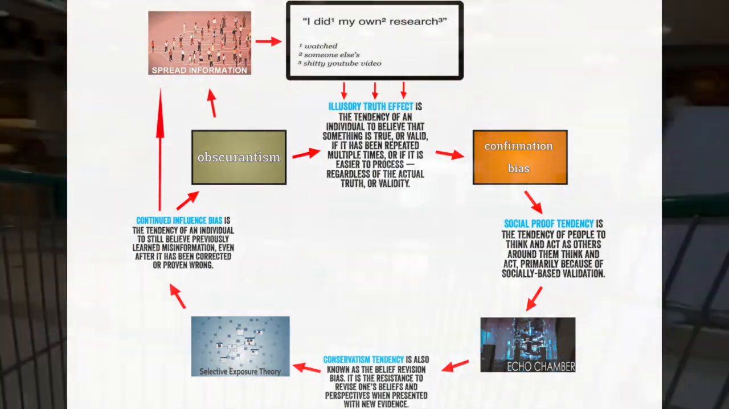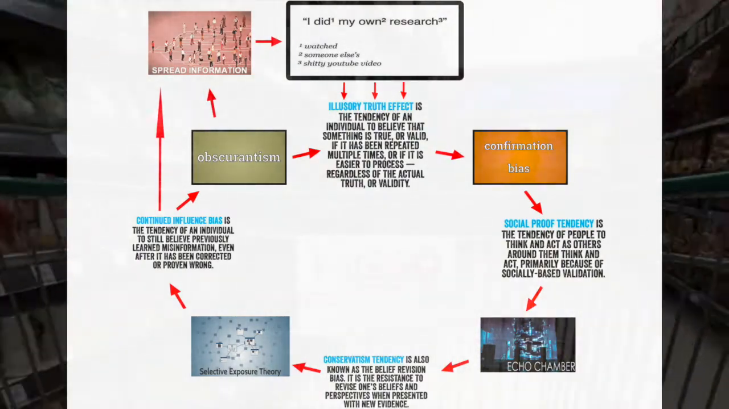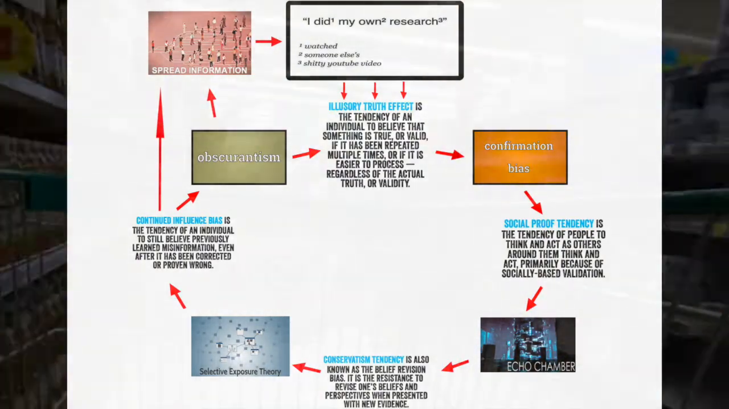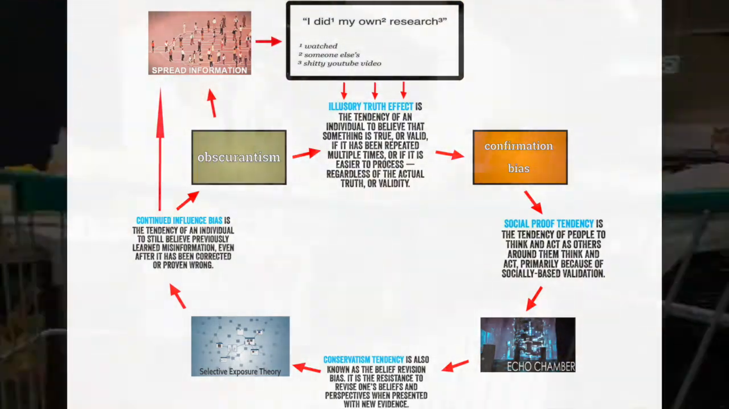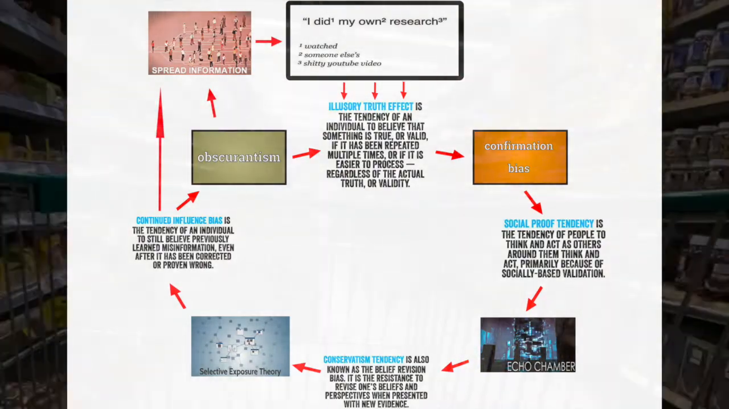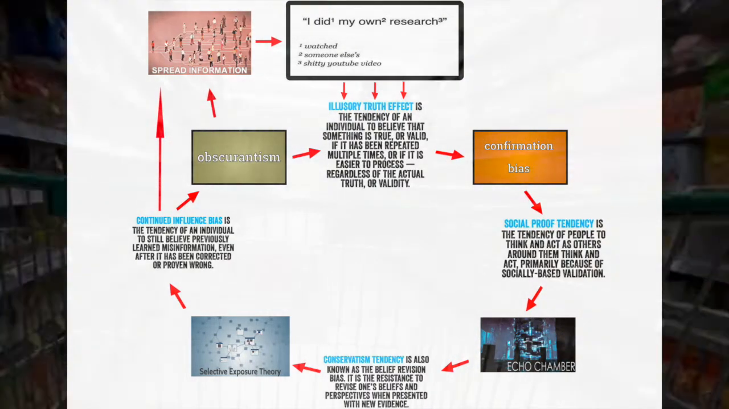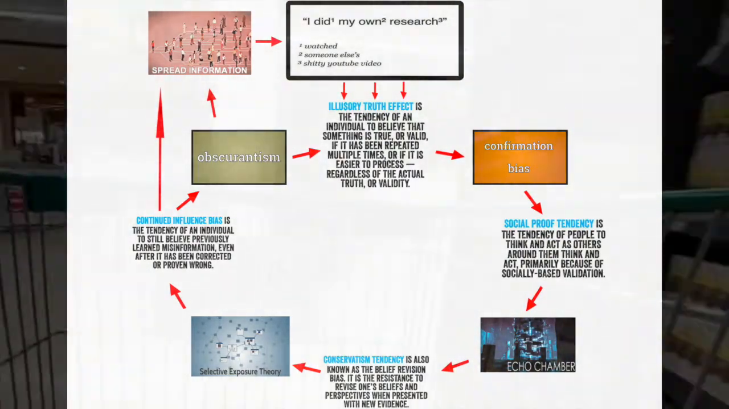Then after the echo chambers are created, conservation tendency is what is known as the belief bias. It's the resistance to revise one's beliefs and perspectives when presented with new evidence. Even though people will come along and show them a different way or evidence which they can scrutinize and disprove themselves, they tend to just ignore it.